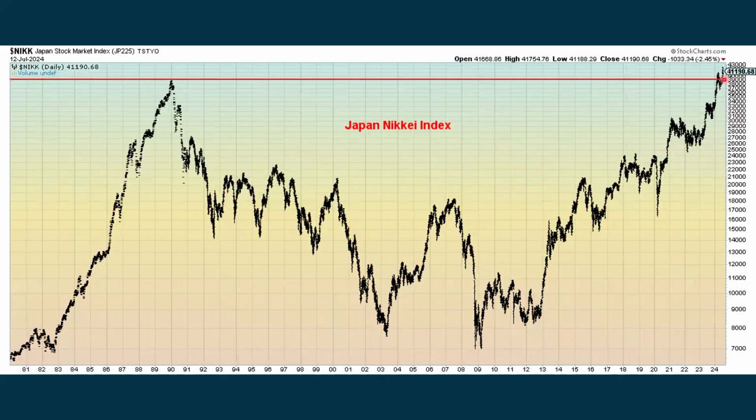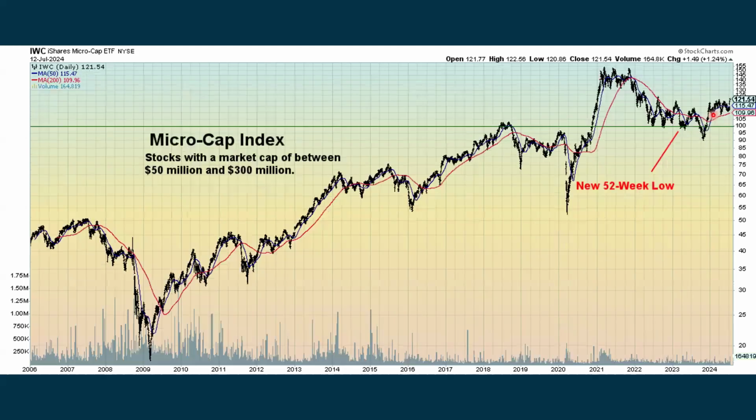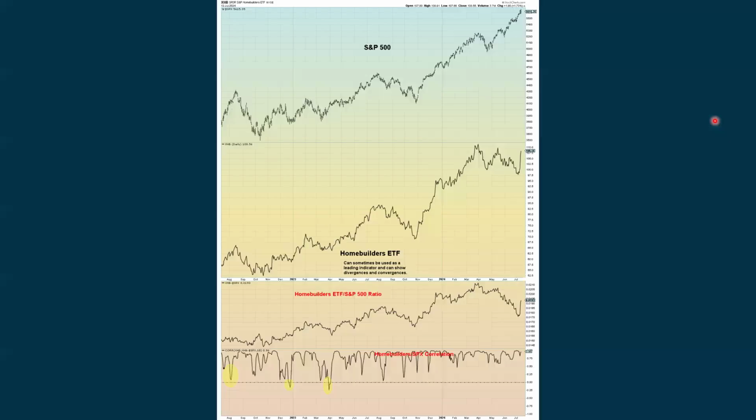The Japanese Nikkei just finally surpassing the 1989 highs, off of the highs right now, but still looking pretty solid. The micro caps, really small companies, also seeing some improvement here and still are in an uptrend. And then we look at the home builders ETF, and this is showing some strength, and we're seeing some improvement in other areas of the market where home builders have been under pressure because interest rates have been going up.